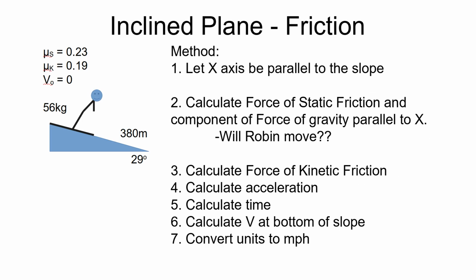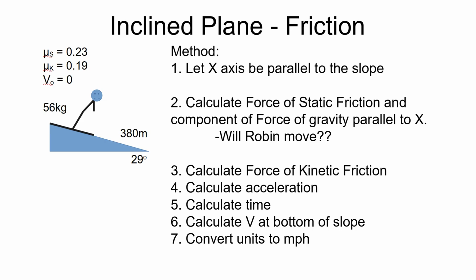What's the method we're going to use here? Here are the steps. First, I'm going to rotate the coordinate system. X will not be horizontal. Instead, X will be down the slope. The x-axis will be parallel to the slope of this mountain.